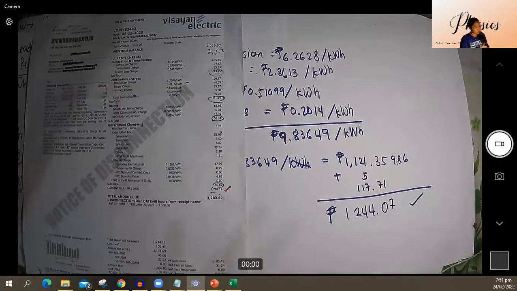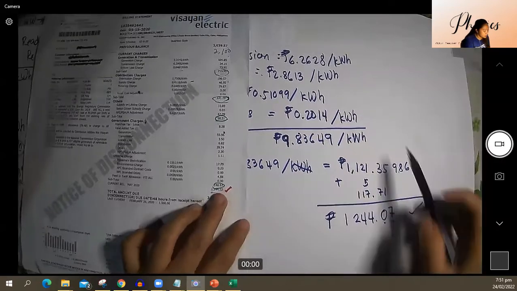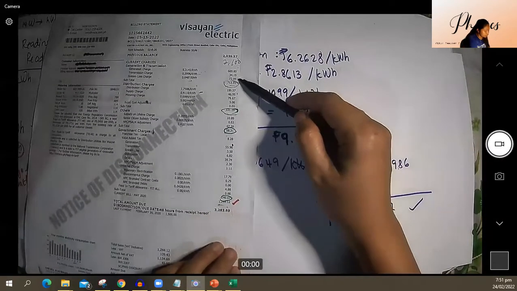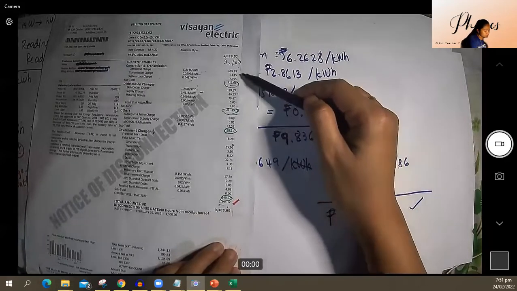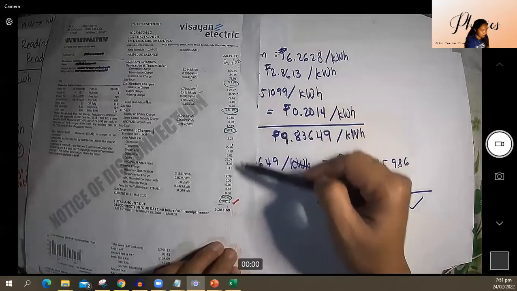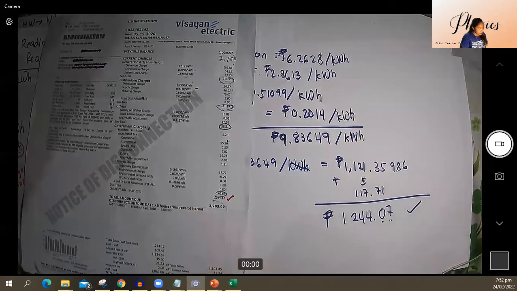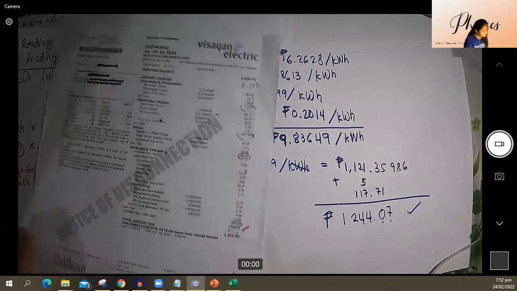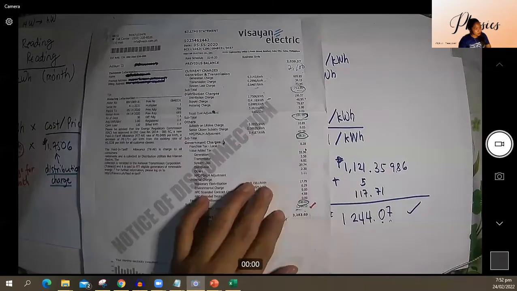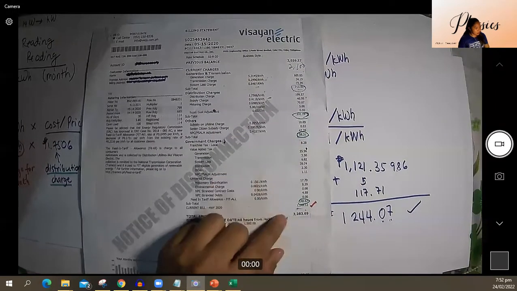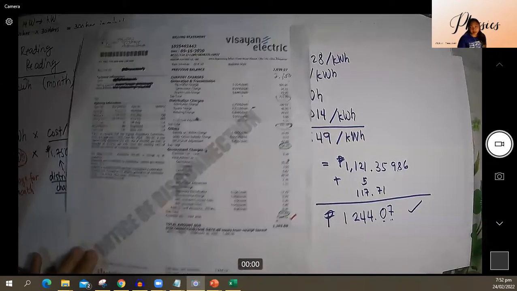So okay, very good. You might wonder what happened to the decimal here. Along the way, there could be rounding off that has happened, and it gives us this one. Okay, so that's it. That's how we calculate our usage for the month with the information we have in the sample electric bill.